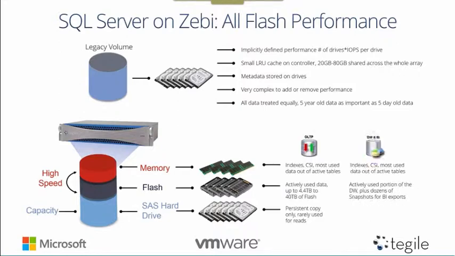So this is what really happens with OLTP. Your index is column store, and the most used data out of your active tables, out of your partition, will end up in DRAM and be served out of that. Then your actively used data for OLTP, and this can be anywhere from 4 all the way to 40 terabytes of flash in a single shelf, will probably be cached and sitting in there. And then the persistent copy will actually be on the spinning media. You will probably share this array with many, many other databases and workloads, and there is more than enough space to give you the right performance for all of those.